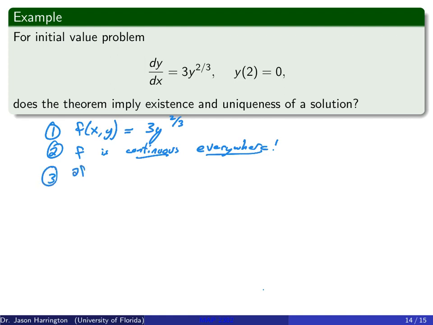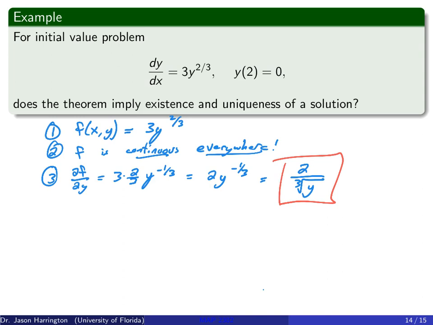Third, if I look at the partial of f with respect to y, what's going to happen here is that I'm going to have 3 times 2/3 y to the negative 1/3. So now I'm going to have 2 y to the negative 1/3. And if I write that out, that's going to be 2 divided by the cube root of y. Now note, that is going to be a problem. Note, y cannot be equal to 0. It causes division by 0.